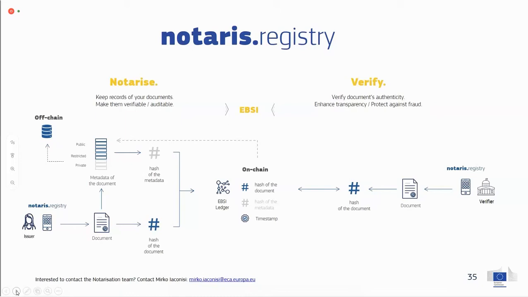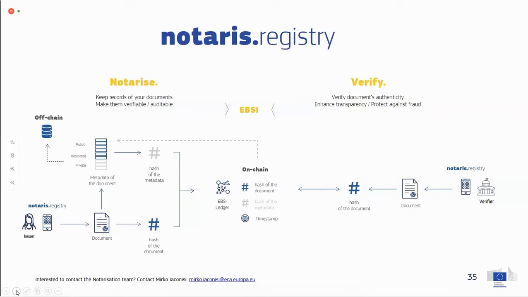Since metadata play a key role in describing and providing essential information on the document, they are also hashed. So the combination of the hash of the document, the hash of the metadata, and the timestamp is what is stored on the blockchain as digital evidence. All the other information is kept off-chain.